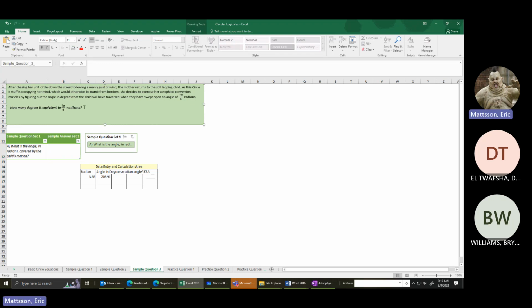I think that's a different question. So 210. So now, what is the angle covered by the child's motion? We have 210 degrees. So we just put that there. So there's our answer to that sample question. So this is the other work in the last 3 questions here. So it's having you practice just working with these different circle equations.